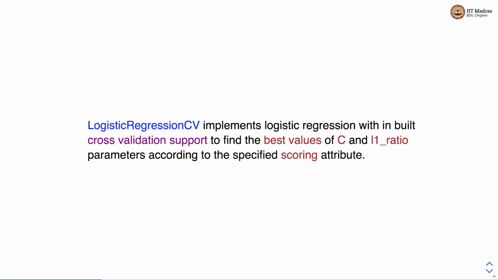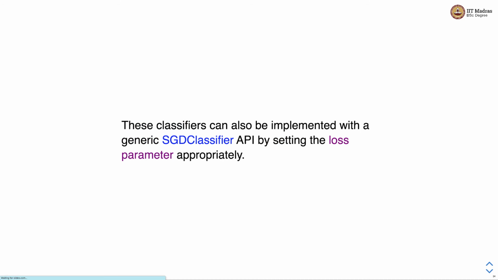There is another variation of logistic regression, which is LogisticRegressionCV, that implements logistic regression with built-in cross-validation support. It helps us to find the best value of C and L1 ratio parameters according to the specified scoring attribute. We'll look at LogisticRegressionCV in greater detail later in model selection.